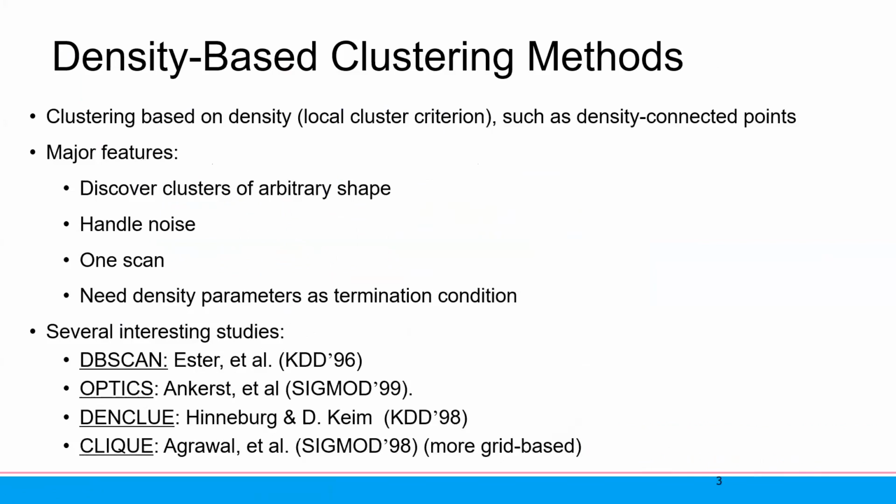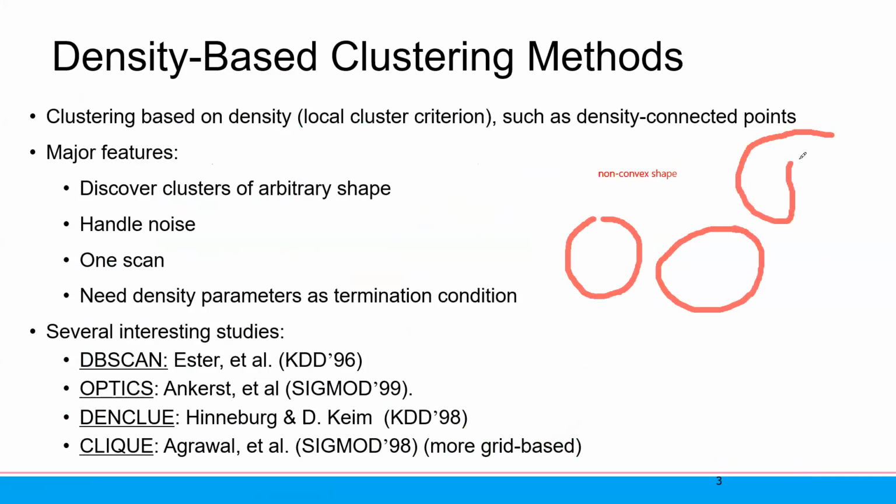But the problem in k-means, if you still remember, one of the problems is the non-convex shape. You still remember? We can just make clusters with something like a convex shape. But if there is data something like this one, we cannot make a good cluster.